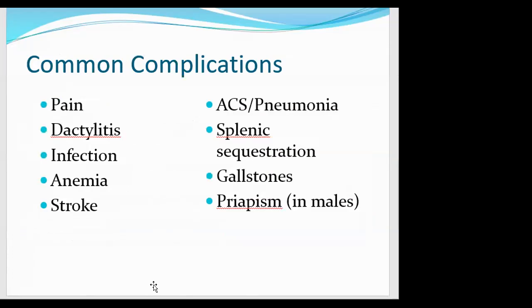So where does blood flow? Blood flows all throughout the body. So when you have a patient with sickle cell disease, their issue is their blood flow. So anywhere blood flow is affected can be affected by sickle cell disease. So here is a list of common complications of sickle cell disease. There are more, but we're just going to discuss these today.